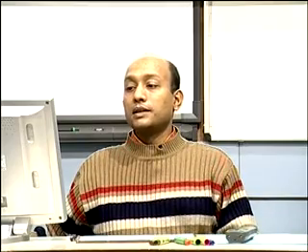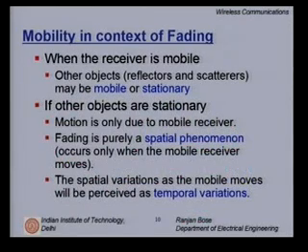The spatial variations change as the mobile moves, and it will be perceived as temporal variation. So at the bottom line, either you move along the axis x in terms of distance, or since you're moving at a certain velocity, in terms of time, you see your signals changing. So your received signal fluctuates as you go along the time axis.